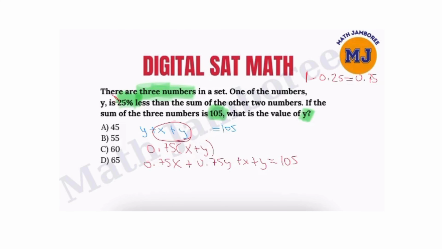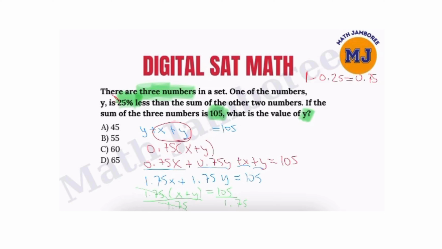Now you gotta simplify this by adding all these numbers together. We will have 1.75x plus 1.75y equals to 105. Now we're gonna open up a parentheses again. 1.75, open up parentheses, x plus y equals to 105. It's the same, basically. You can see that when you distribute that. Now we're gonna divide both sides by 1.75 to cancel 1.75 out to have x plus y.